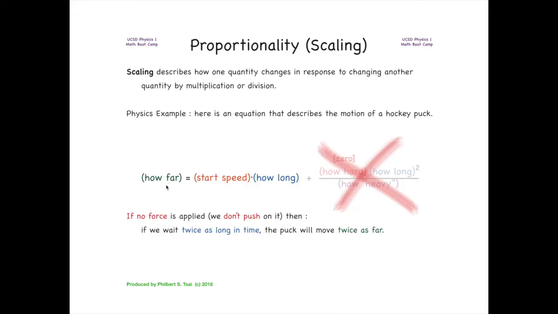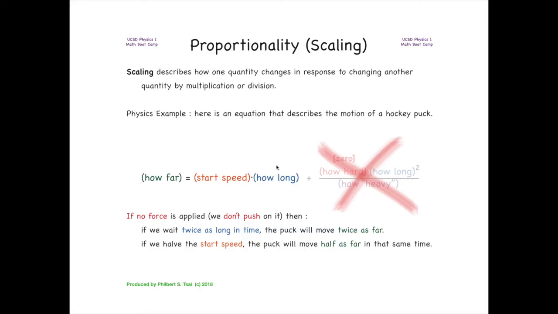And we have an equation that says that the observed quantity is equal to a proportionality constant times the quantity that we change. This is a direct proportionality equation. And so if we wait for twice as long with the same starting speed, then the puck will go twice as far. On the other hand, we could take the same equation and set the time that we observe the puck for to be unchanged.